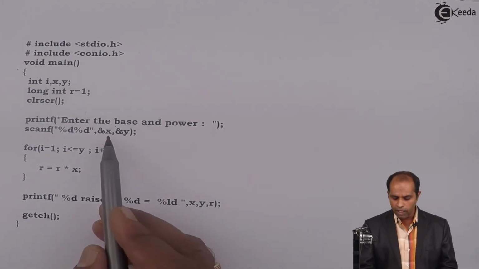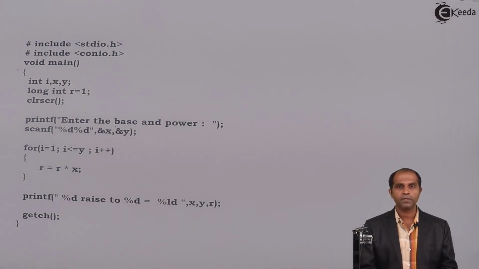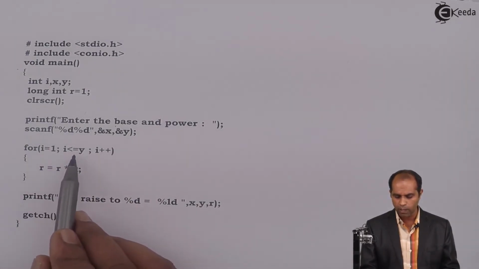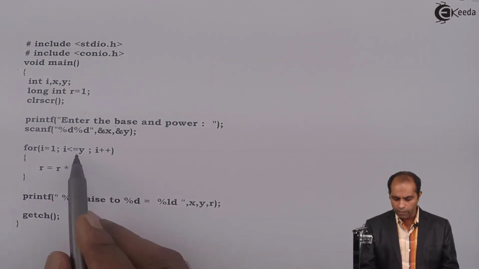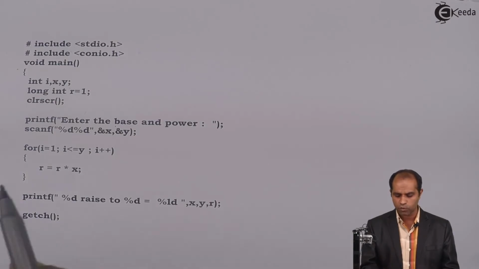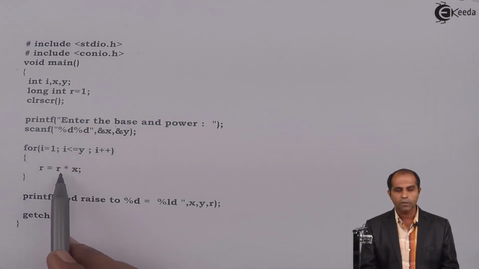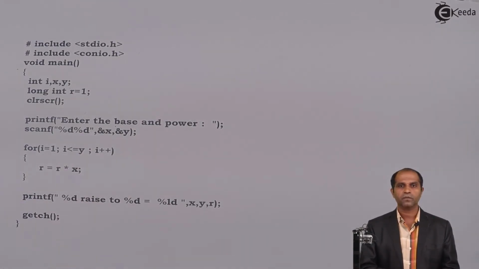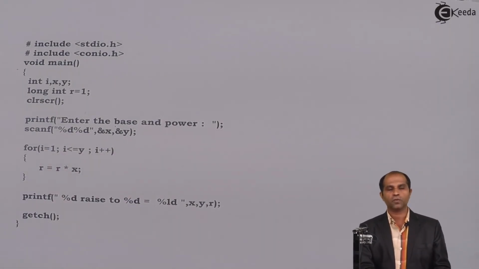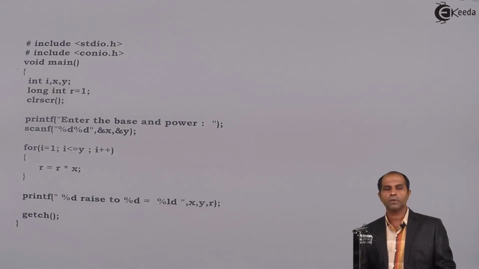Now I said multiply this base how many times? y times. So I'll run a loop for y times. So i is going to be 1, i less than or equal to y, i++. Every time i changes its value from 1 to 2, 2 to 3, 3 to 4 till it reaches y, take the result variable and multiply it with x. When you multiply it with x, automatically the result will store the value of x^y. Let's implement this operation.